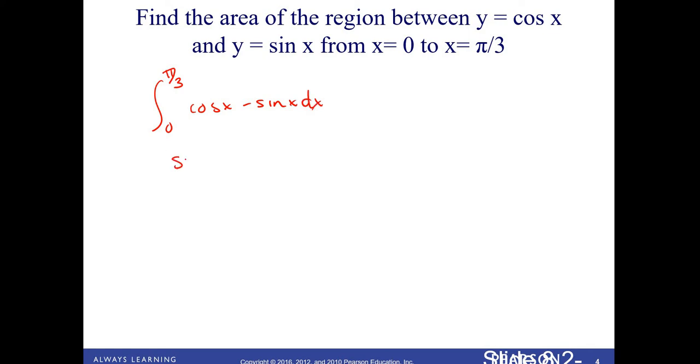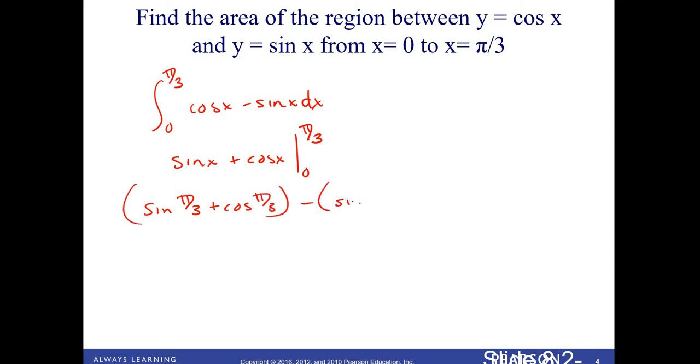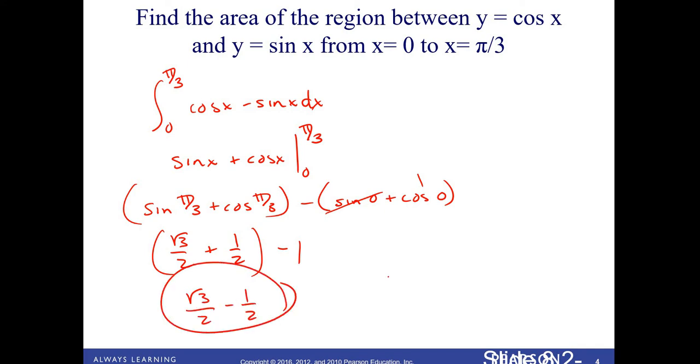Taking our antiderivative, we have sin x plus cos x, evaluated from 0 to pi over 3. So that's the sine of pi over 3 plus the cos of pi over 3 minus the sine of 0 plus the cos of 0. Sine of 0 is 0, cos of 0 is 1. This is root 3 over 2 plus 1/2 minus 1, which gives us root 3 over 2 minus 1/2. Okay, pretty simple integration, but we're starting with our functions as a region between two graphs.